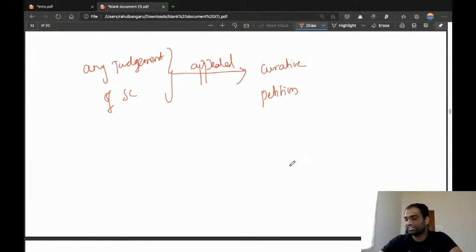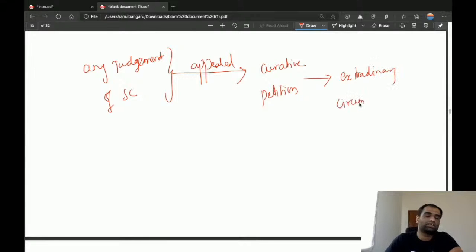So to restrict this, according to the Supreme Court, the curative petition should be used only during extraordinary circumstances. Since it can be filed only as a last resort, there are a number of safeguards that have been placed for filing of curative petition.